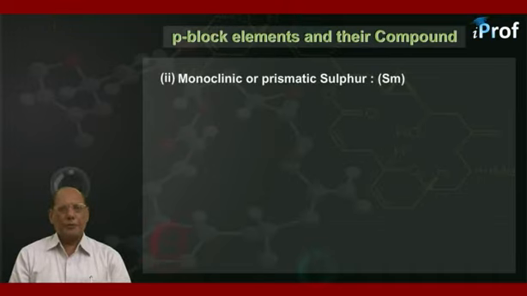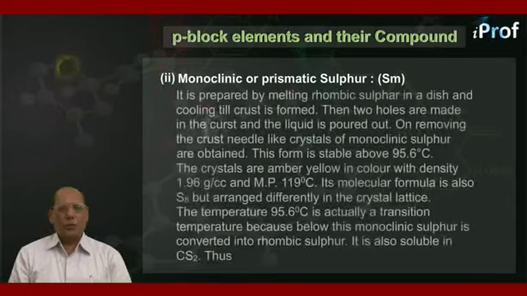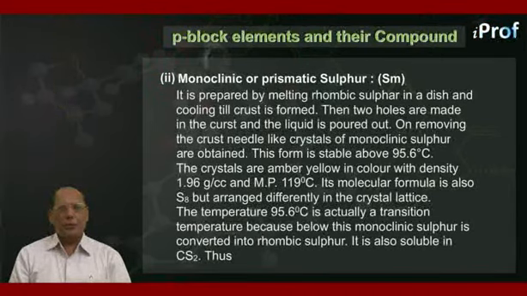Second form is monoclinic or prismatic sulfur, shortly written as SM. It is prepared by melting rhombic sulfur in a dish and cooling till crust is formed. Then two holes are made in the crust and the liquid is poured out. On removing the crust, needle-like crystals of monoclinic sulfur are obtained.